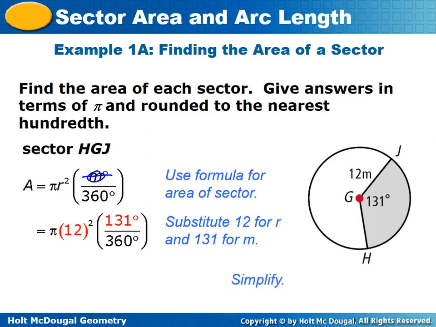We're going to give our answers two ways. We're going to give our answers in terms of pi, and if you recall, that's our exact answer, and then we're going to multiply our answer by pi.